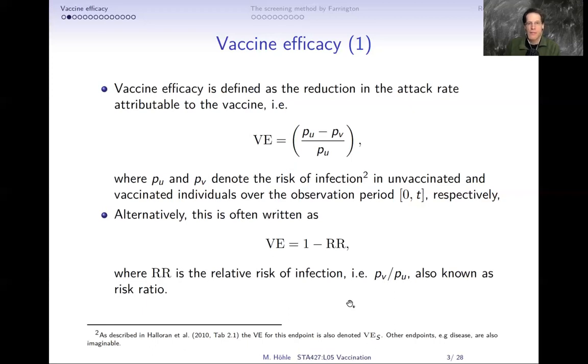Right. So that's one very simple approach. Of course, the question is, how do you determine PU and PV? How are you going to find them? And then, of course, 1 minus RR is not difficult to compute. And if you have confidence intervals for RR, then this transformation also allows you to compute them for the vaccine efficacy.